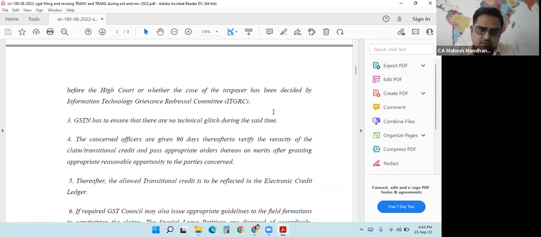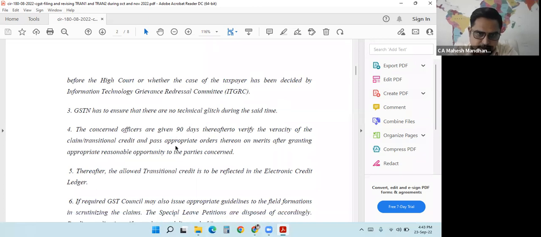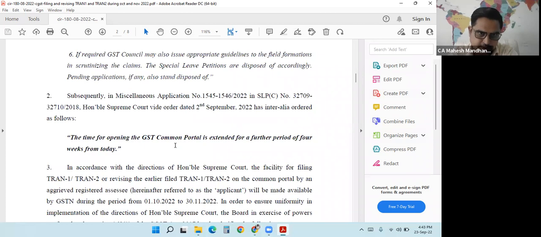Number two, as far as those cases of Tran 1, Tran 2 are concerned where any litigation is going on, you have claimed certain credit in Tran 1 or Tran 2, and the same is questioned by the department by way of SCN, or the adjudication proceedings are in progress, or the order has already been passed rejecting certain part of transitional credit. For those cases, those people cannot opt for this revision of Tran 1 or Tran 2. They need to continue their existing appeal proceedings, either at the level of first appeal or at the higher forums. As far as litigation is concerned, this particular facility is not applicable for those taxpayers.